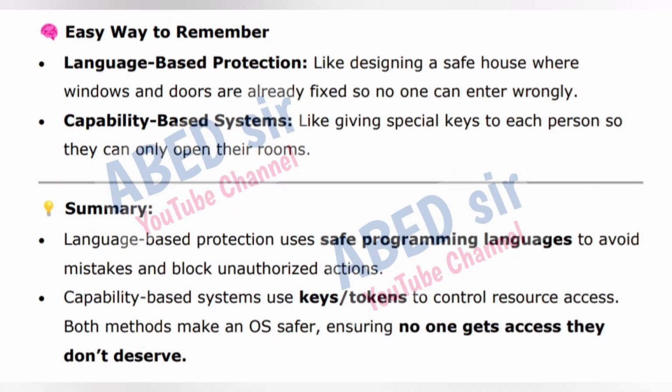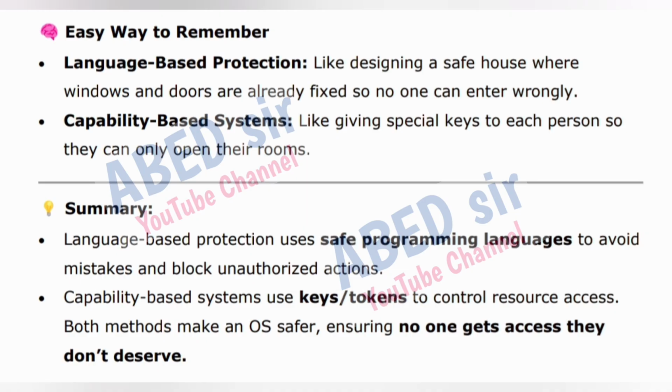Easy way to remember. Language-based protection, like designing a safe house where windows and doors are already fixed so no one can enter wrongly. Capability-based systems, like giving special keys to each person so they can only open their rooms.